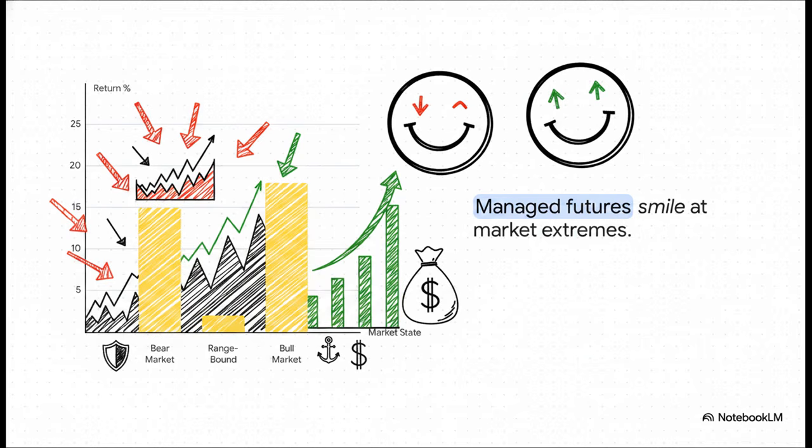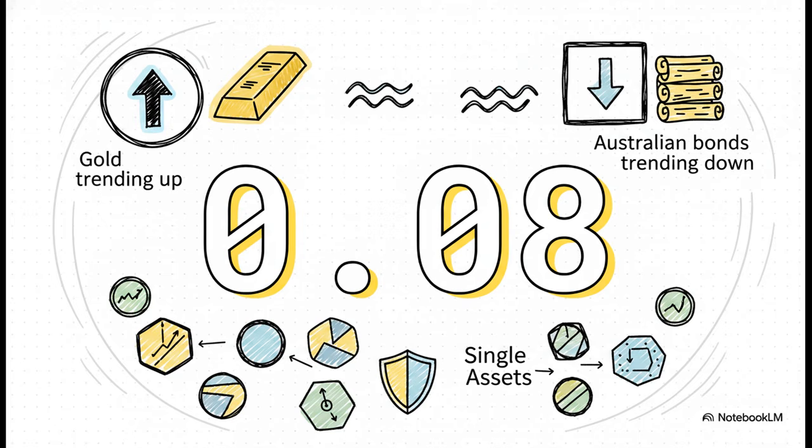Back in the catastrophic fourth quarter of 2008, when literally everything else was burning to the ground, managed futures were positioned short on equities and long on government bonds, and they profited immensely as that downward trend just kept going. Plus, here's the kicker. The average correlation between these single asset trend strategies is a minuscule 0.08. They act almost completely independently of one another. Gold trending up has basically nothing to do with Australian bonds trending down. So this ridiculously low correlation provides massive diversification benefits. It protects the portfolio even when the broader financial system goes into total shock.